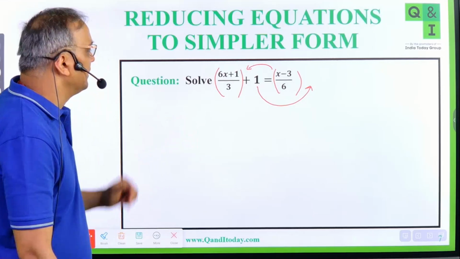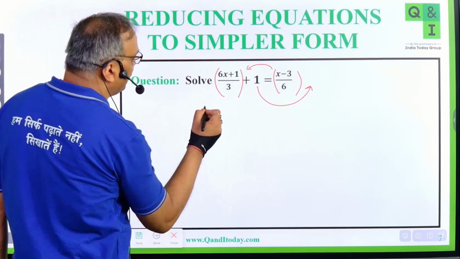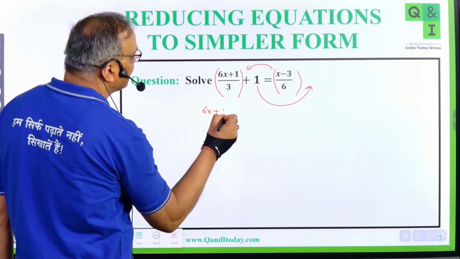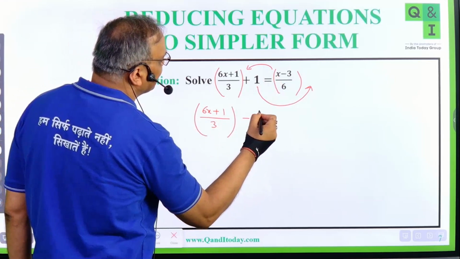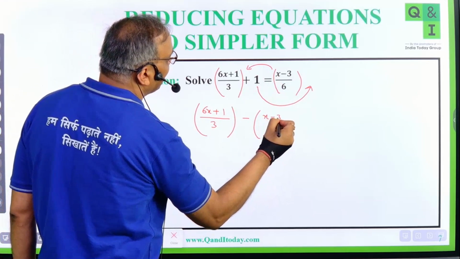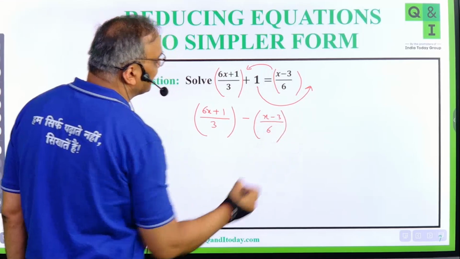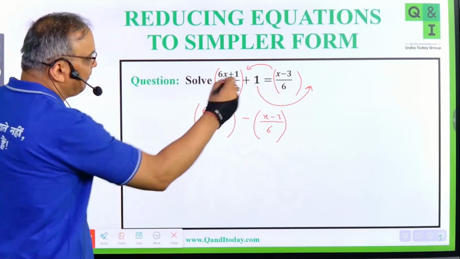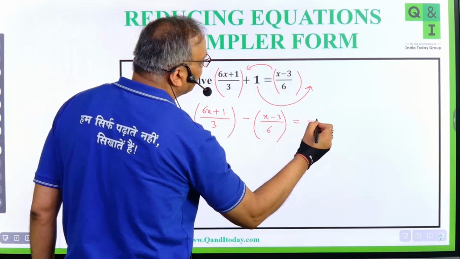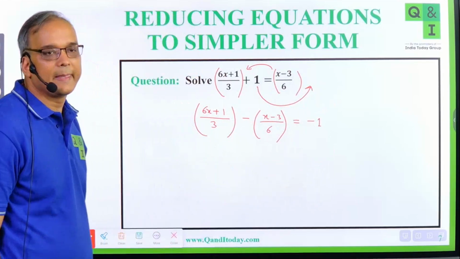Right? So if you do that, you are going to get 6x plus 1 over 3, and x minus 3 by 6. When you bring it to the left, this will become negative of x minus 3 by 6, because it was plus of x minus 3 by 6 here. And plus 1 when taken to the other side will become minus 1. Is this clear?